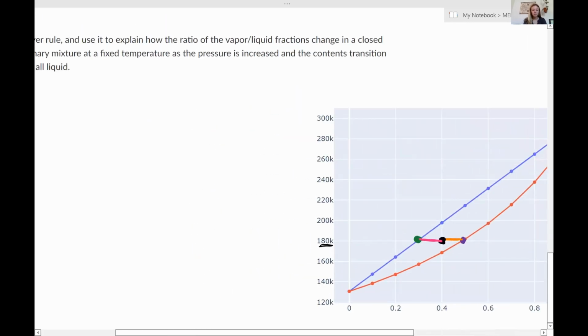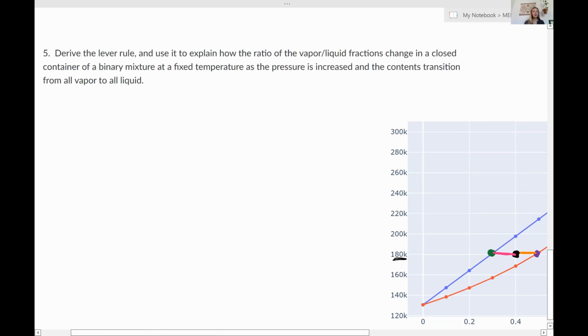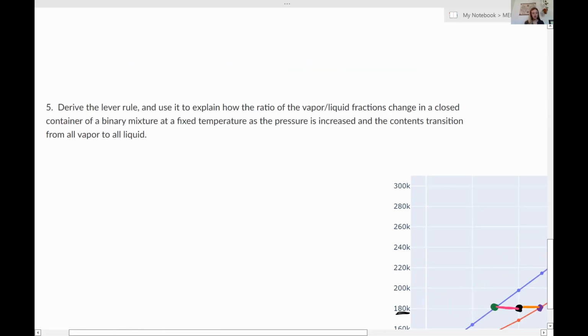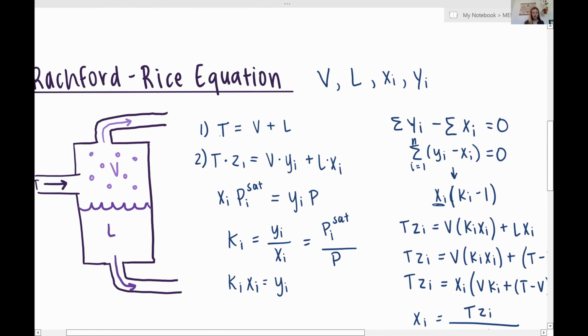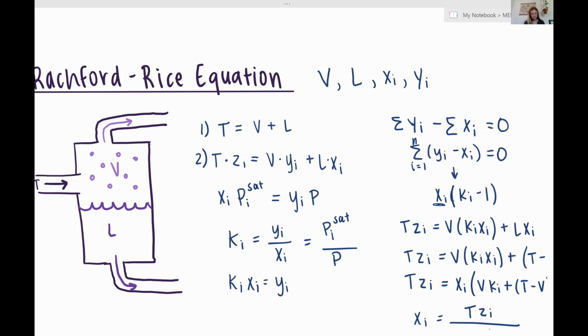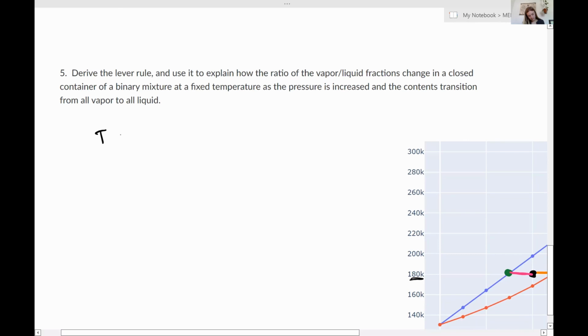So we're going to start to derive our lever rule. The first thing that we want to remember is how up above here we use the assumption that our total mole fraction of our more volatile component in the feed is equal to the mole fraction of our component in the vapor phase plus our mole fraction of our component in the liquid phase. So that's the idea we're going to begin with. I'm just rewriting that down here for us.